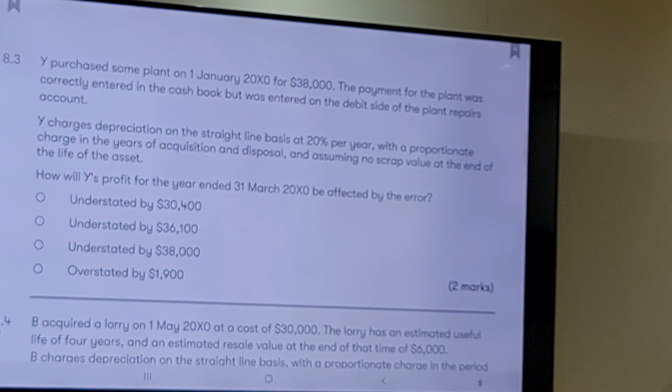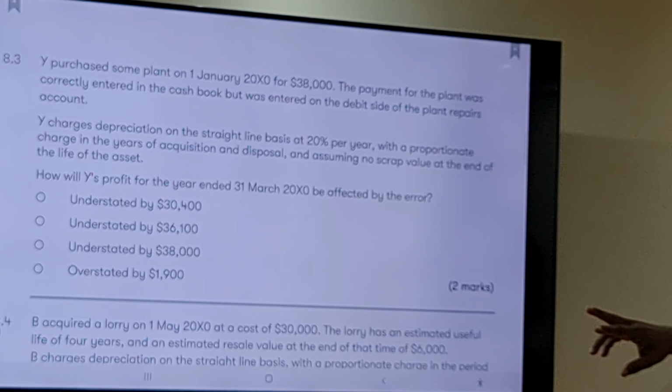Number 4 or number 2. Number 2. Okay, 38,000 minus 1,900. There are 2 to 3 points. Point number 1, this is an asset. Point number 2, he made a mistake and considered it as an expense. Point number 3, because of that expense, the profit will go down. That's what we call understated.